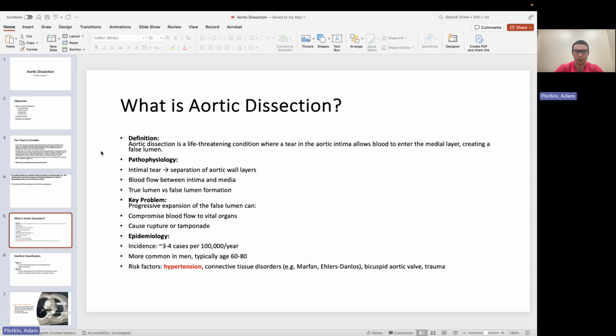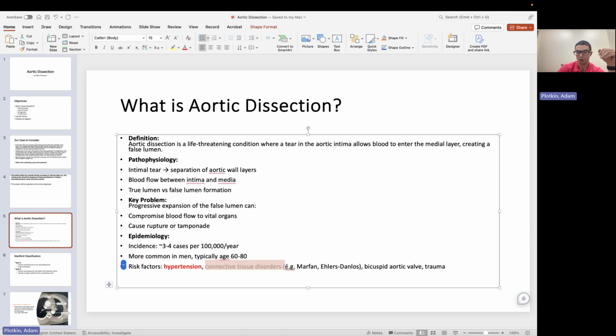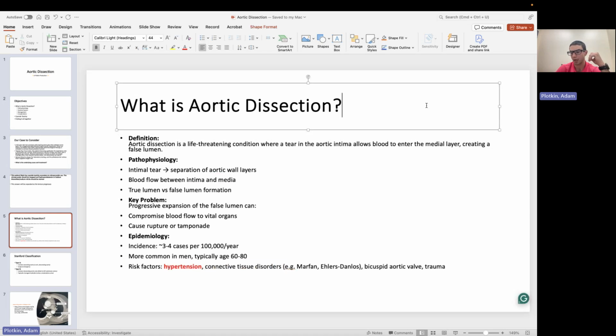What is aortic dissection? Aortic dissection is a life-threatening condition where we tear the aortic intima. It allows blood to enter into the media layer, creating a false lumen. Remember, in my blood vessel, we have the intima on the inside that's in contact with the blood. The media surrounds it, and surrounding the media is the adventitia. Normally blood flows through this lumen, touching the intima, but when we have certain risk factors like hypertension, the most common, or certain connective tissue disorders that make my vessels less rigid, more flimsy, we can get tearing of this intima.